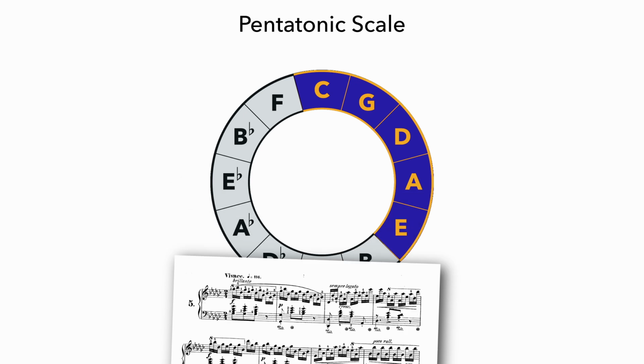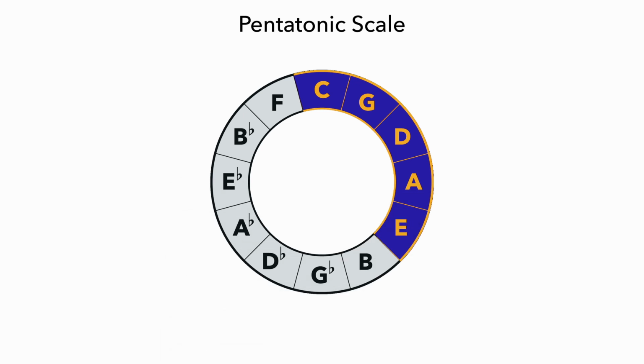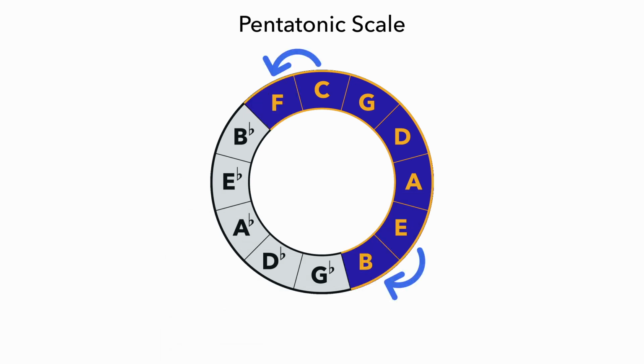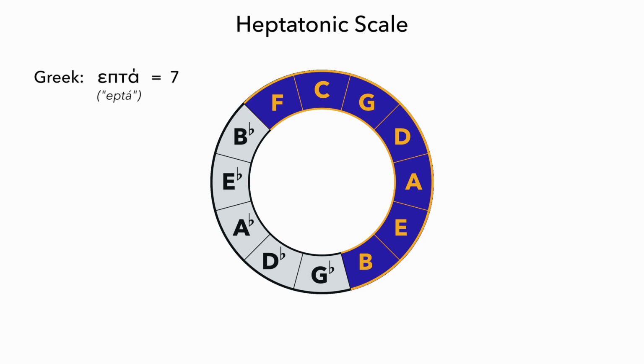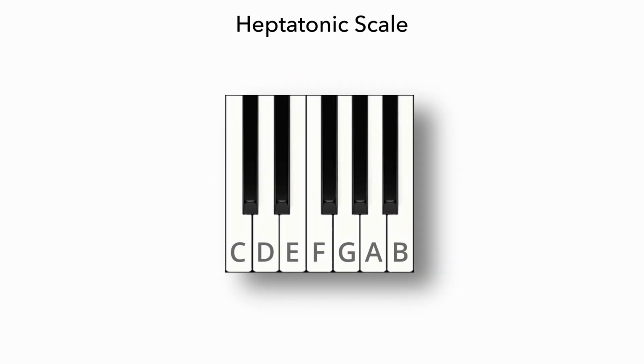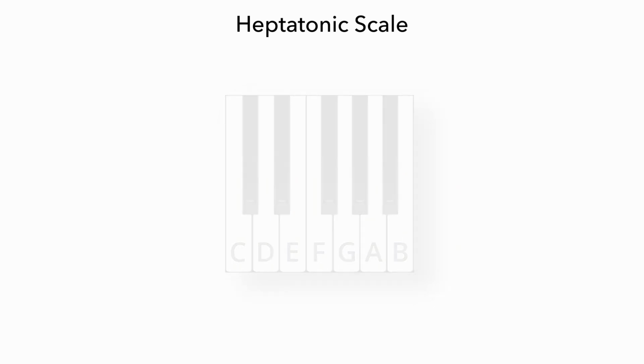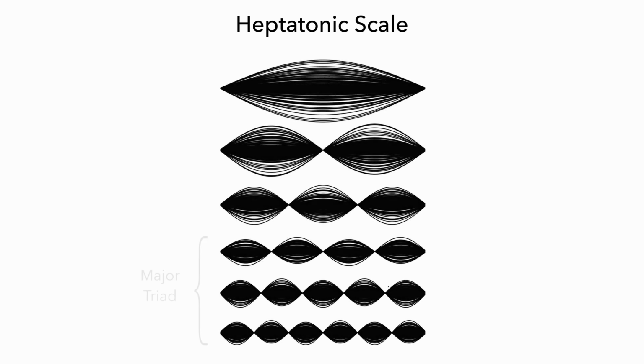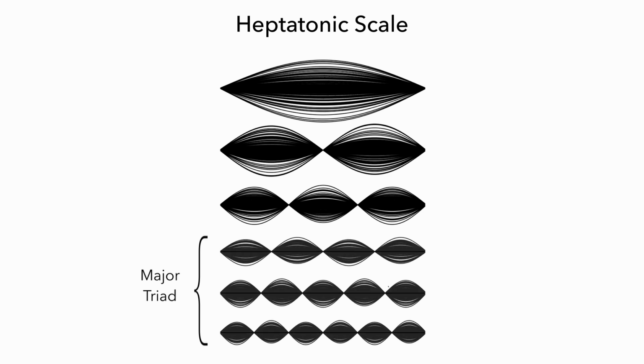Let's go back to our white key pentatonic scale. If we jump another fifth in both directions, we create a heptatonic scale, which consists of 7 notes. Interestingly, these 7 notes happen to be the 7 white keys on the piano. Just as a side note, there are other ways to arrive at this scale. For example, by using the major triad that we find in our overtone series.